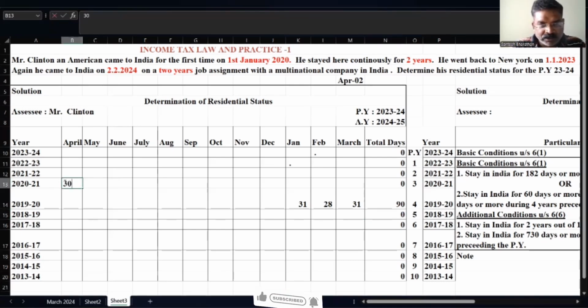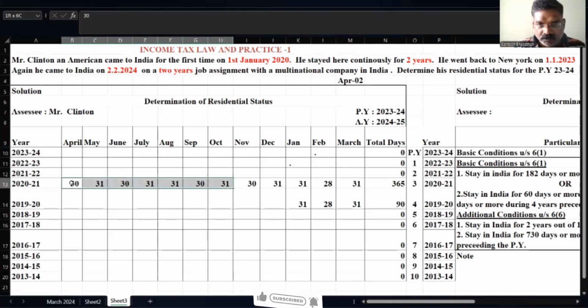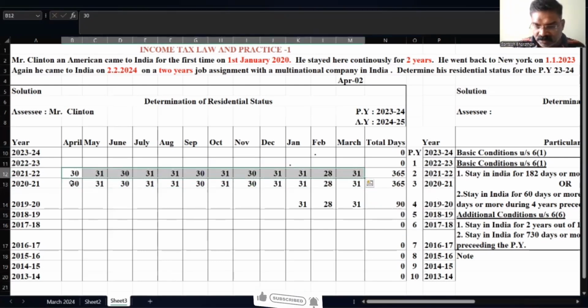So I'll mention April 30, May 31, June 30, July 31, August 31, September 30, October 31, November 30, December 31, Jan 31, February I'll mention 28, March 31. So he was present for 365 days during the year 2021. Again, in 2021-22 also he was there for one more year. I'll just copy the same thing over here. So 365, that particular year also he was there.